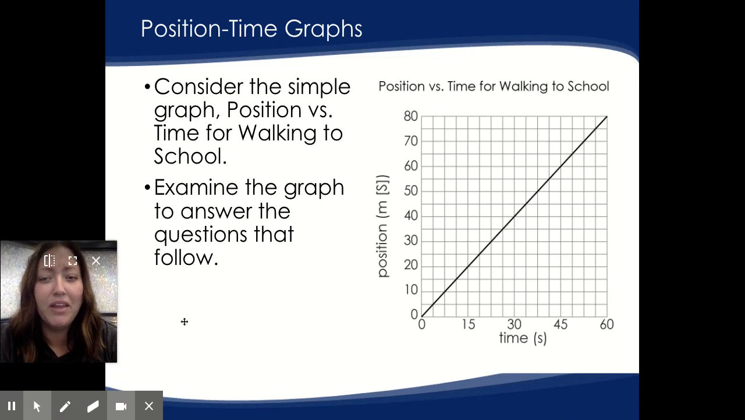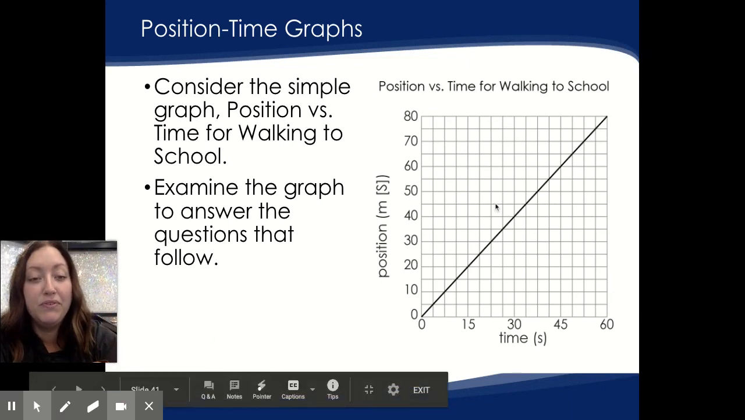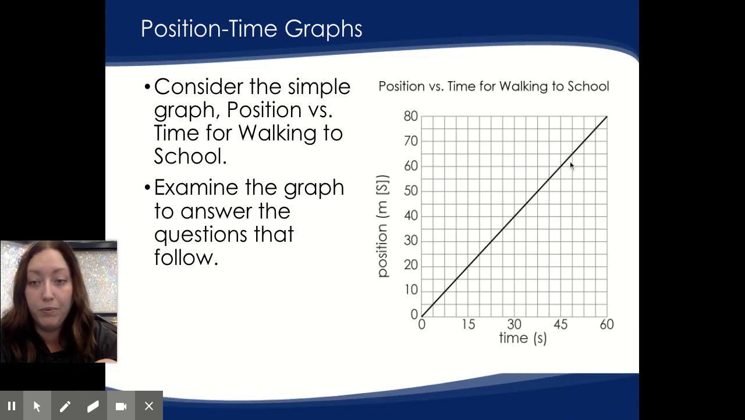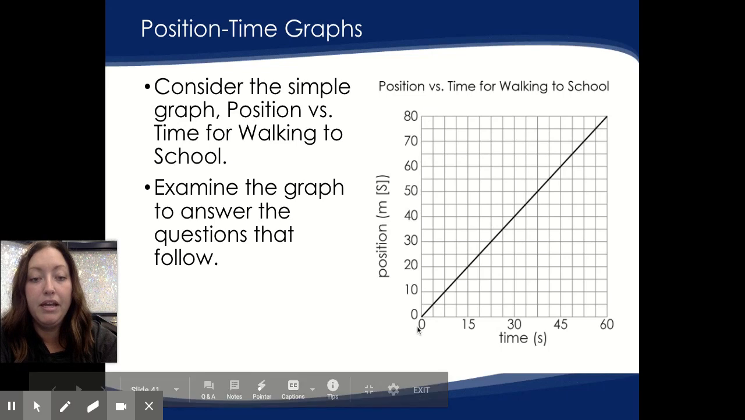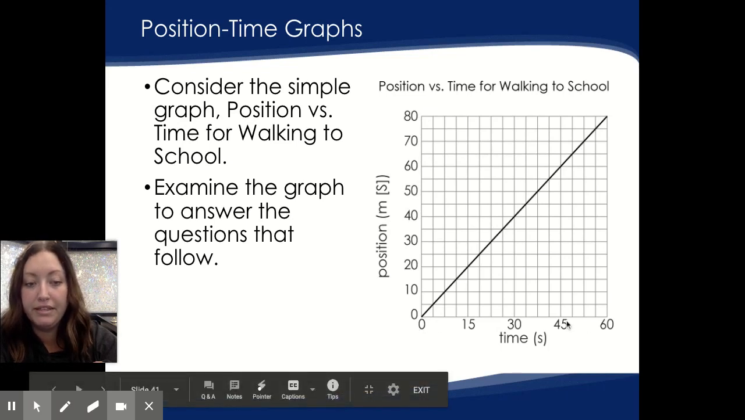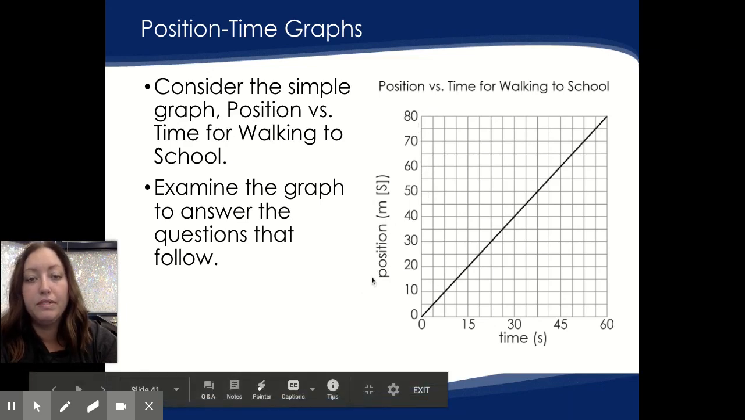Third try's the charm. Okay, if you look at this graph here, you've got a person walking to school. We're going to use this graph for the next couple of examples. You have time along the bottom, so your independent variable is time, and your position is your dependent variable. As we move across, you can see that the time goes to 60 seconds and the position goes to 80 meters south, which is the direction they're moving in.